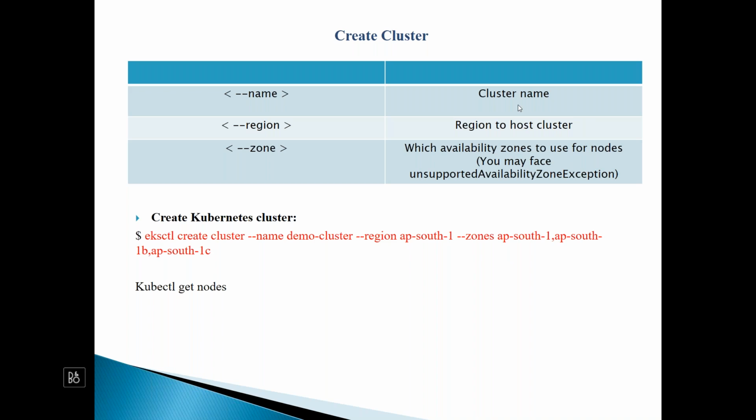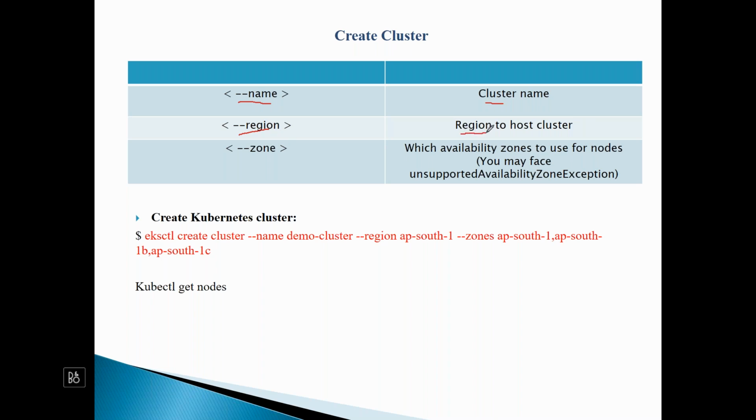In the last session, we prepared infrastructure for Kubernetes in the AWS cloud environment. And this time I'm going to create a cluster. So you need to understand a few flags. First flag is hyphen name. This is for the cluster name. Second, hyphen region, where you want to create your cluster.